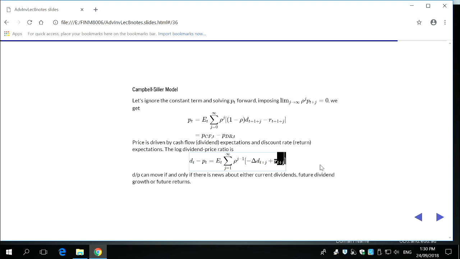All right, so in this graph we see the DP ratio goes up, then down, goes up, down. This reflects either the dividend change or the return changes. But we already see some regressions, right? Does the DP ratio predict the future dividend growth change? Not really, right? So most of the DP ratio actually predicts the future return change or the discount rate change.